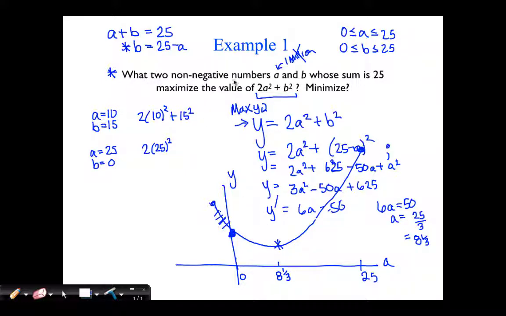Notice that this question asks what non-negative numbers for a and b maximize this or minimize this. The minimum happens at this vertex, which is a equals 8 1/3, and b equals 25 minus that, so that's going to be 16 2/3. So those add up to 25. And the maximum happens at a equals 25. And that means b is the rest of the 25, nothing.